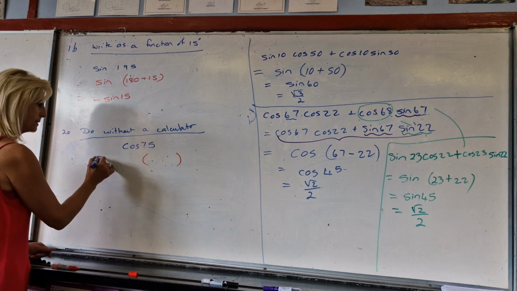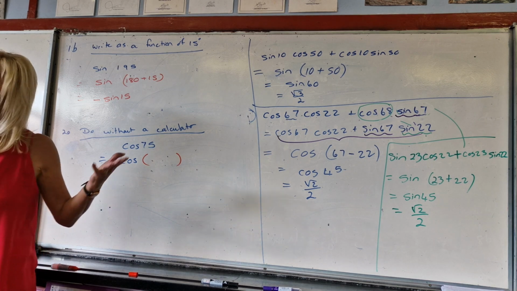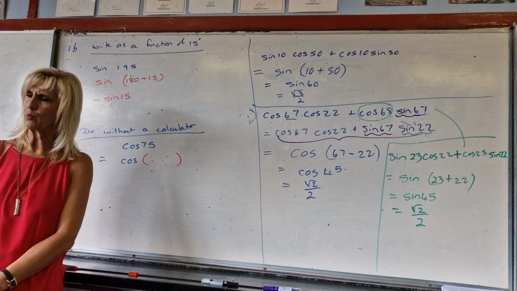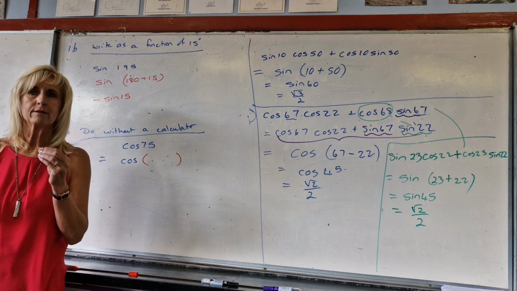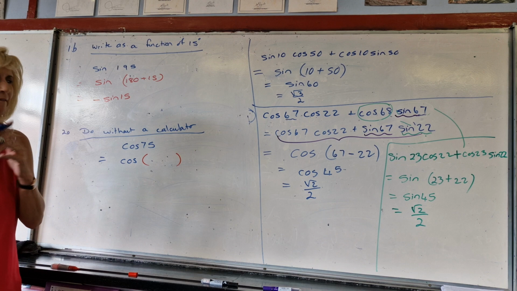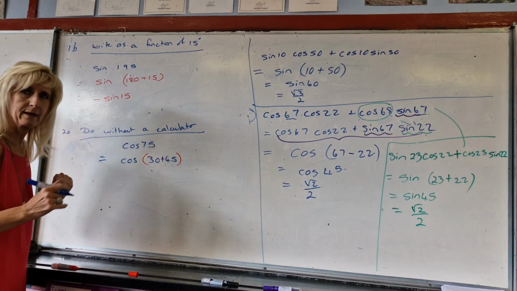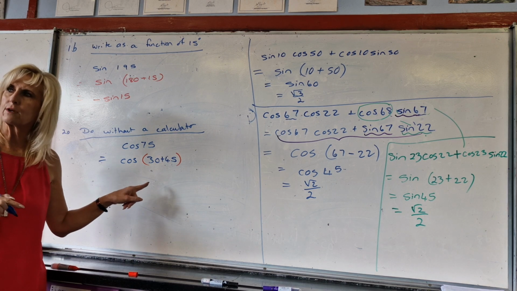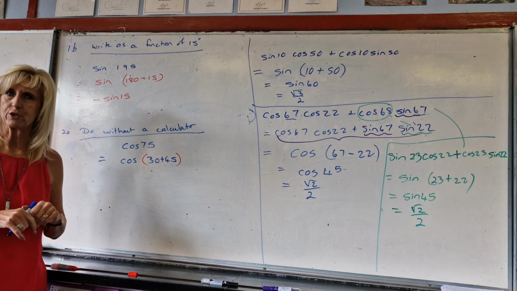In which what happens? You've got to get 75. But please don't say 70 plus 5. That's true, but where are you going? You need to get to special angles. How am I going to get to special angles? 30 plus 45. Fantastic. 30 plus 45 or 45 plus 30, doesn't matter. Why am I forcing it there? Because I'm not allowed to use a calculator. And 30 and 45 are my special angles.